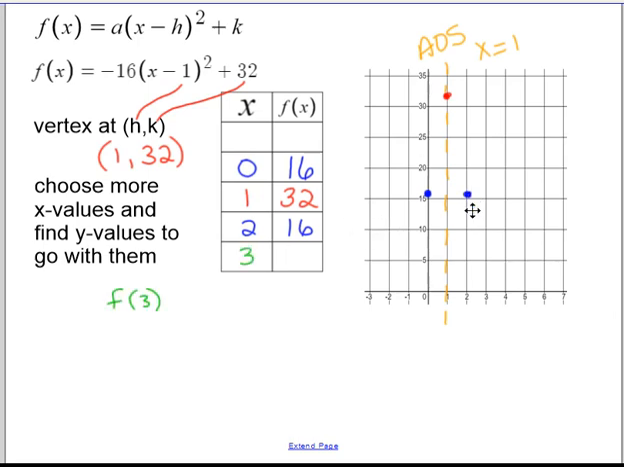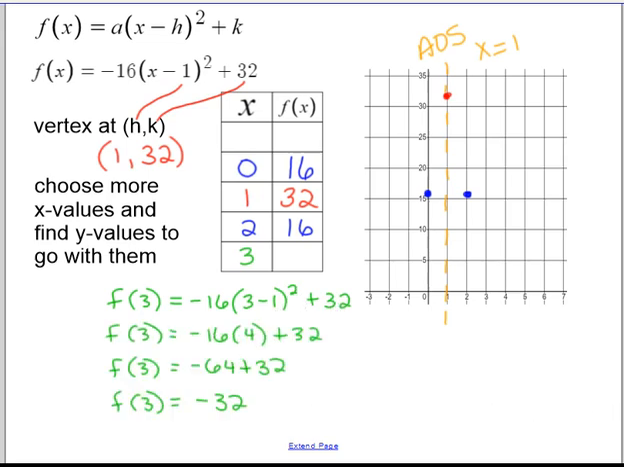We can keep going and find f of 3 right here by simply inserting 3 every place where you see an x, right? So negative 16 times the quantity 3 minus 1 squared plus 32. And when you PEMDAS that, we get that f of 3 is negative 32.